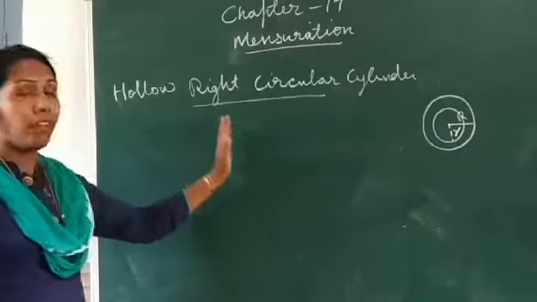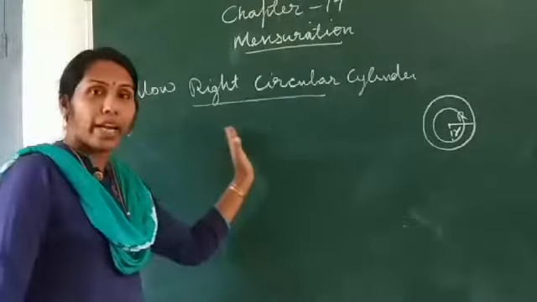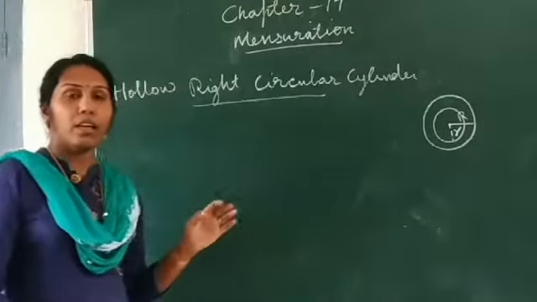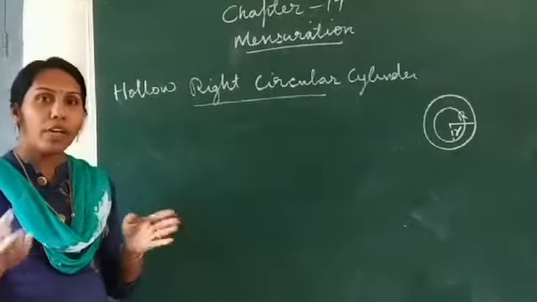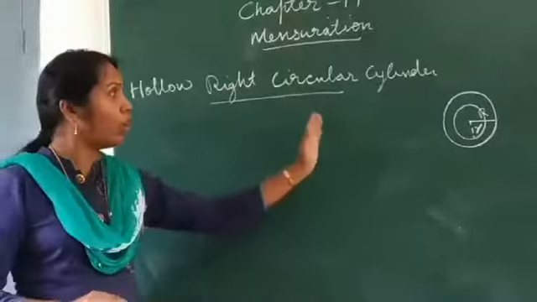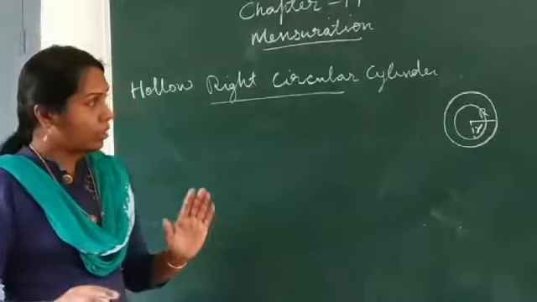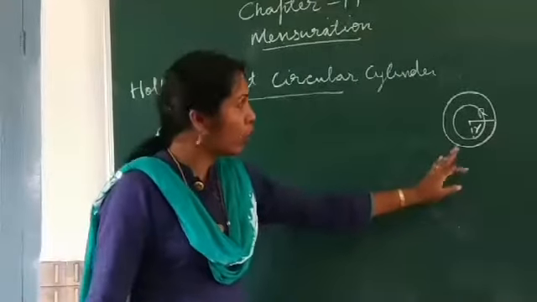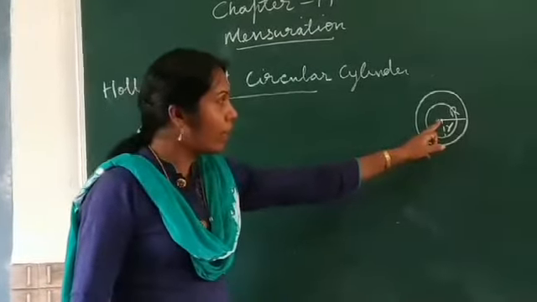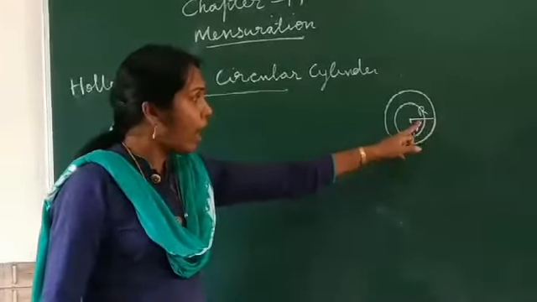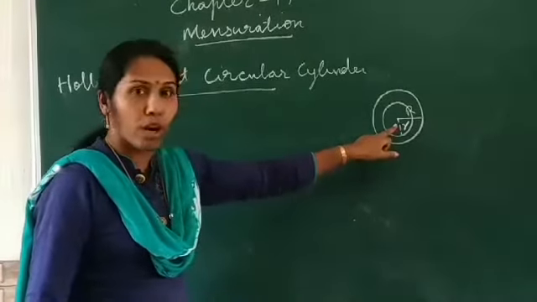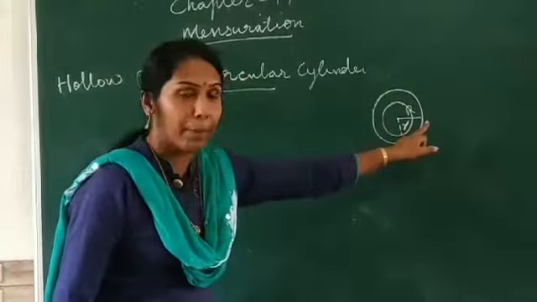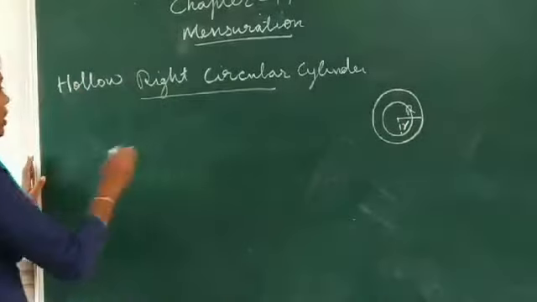Now let us see how we can get these formulas for a hollow right circular cylinder. If we roll a rectangular sheet about any of its sides, we get a hollow right circular cylinder. The picture of a cross section is shown here. The cross section will be two concentric circles, where the radius of the inner circle is small r and the radius of the outer circle is capital R. So the thickness of the cross section can be obtained.